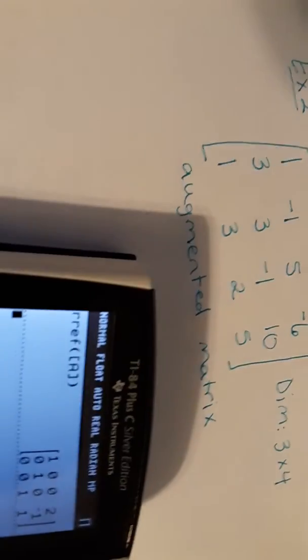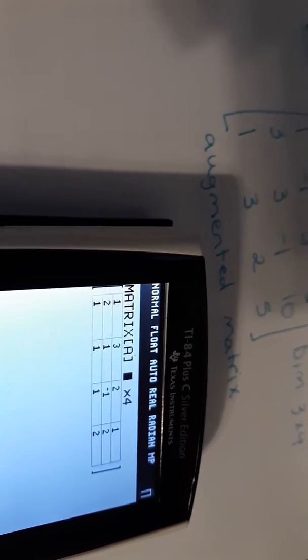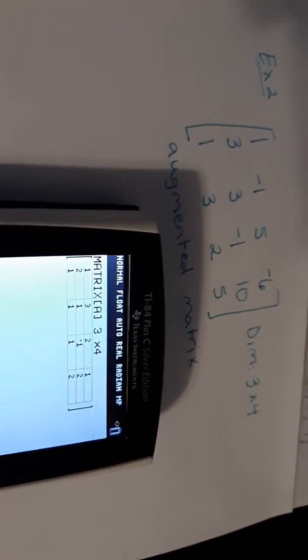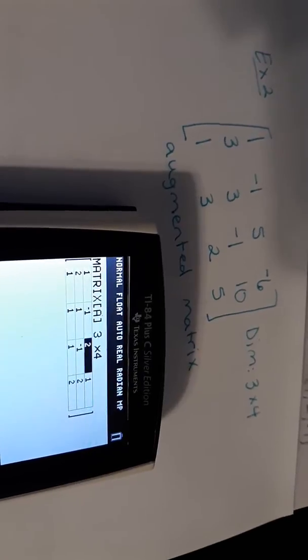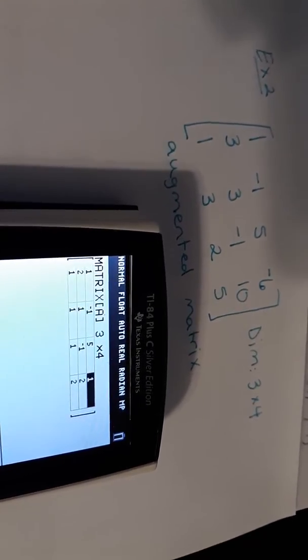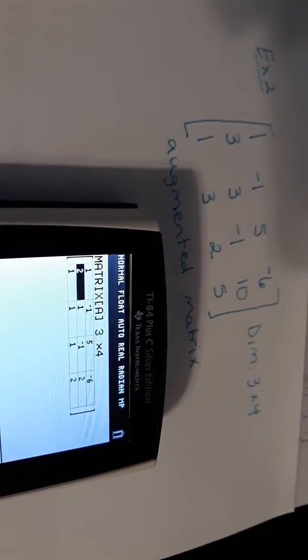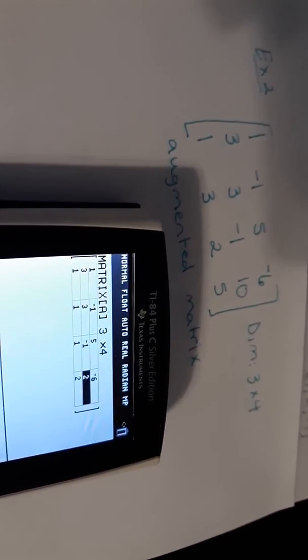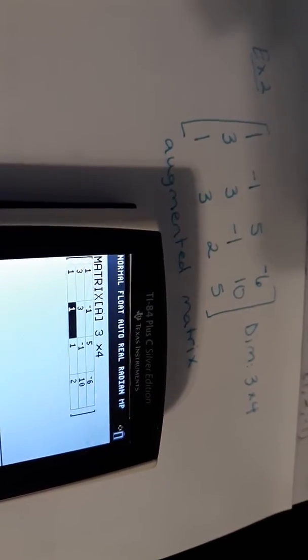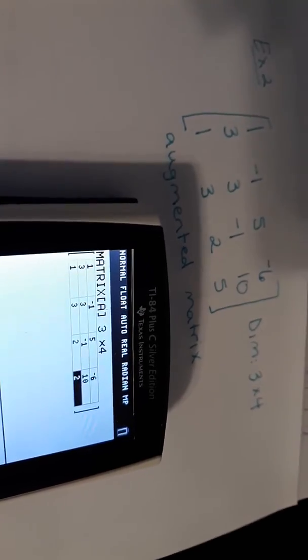All right, so we're going to go back to second matrix. We're going to go over to edit, hit enter. It already has the dimensions 3 by 4, so you don't have to change that. We just need to change the numbers. So 1, enter, -1, enter, 5, enter, -6, enter, 3, enter, 3, enter, -1, enter, 10, enter. Remember to push enter between each one. 1, enter, 3, enter, 2, enter, and 5, enter.